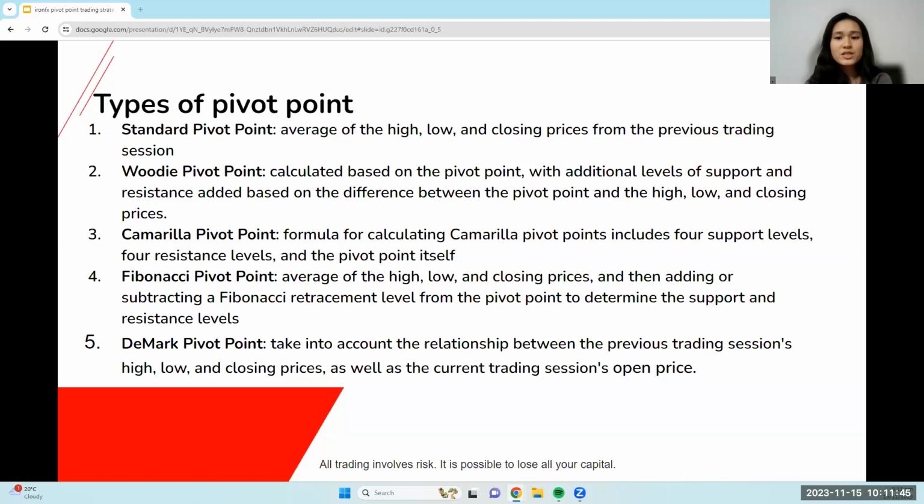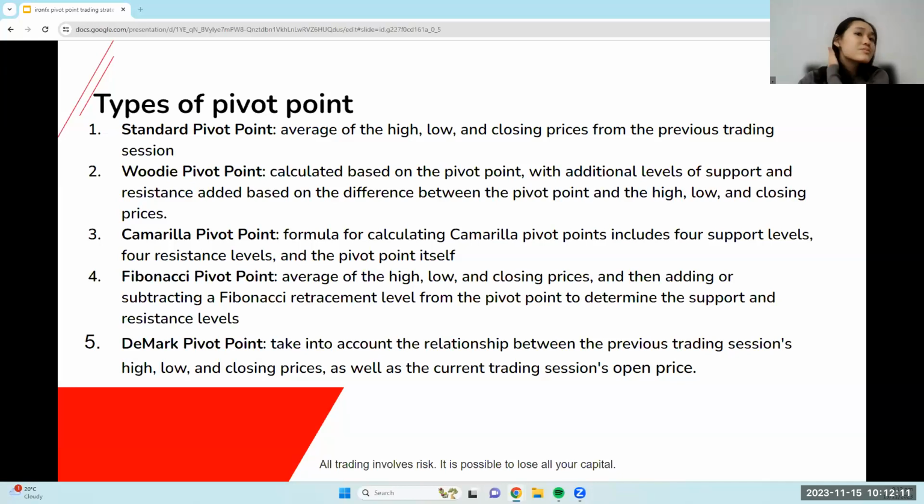Okay, fourth, Fibonacci pivot point. This method uses Fibonacci retracements to determine the pivot point and support and resistance levels. The pivot point is calculated by taking the average of the high, low, and closing prices, and then adding or subtracting a Fibonacci retracement level from the pivot point to determine the support and resistance levels.